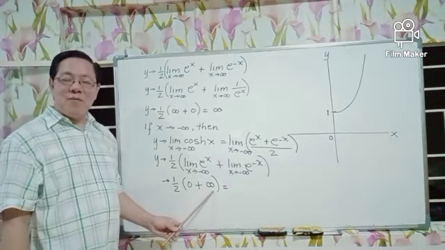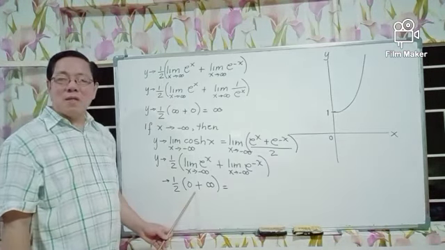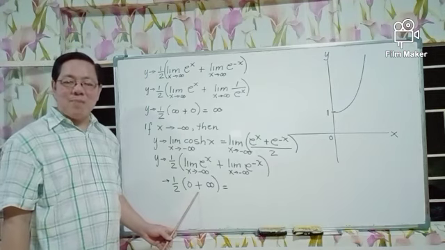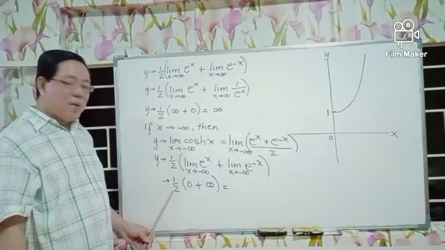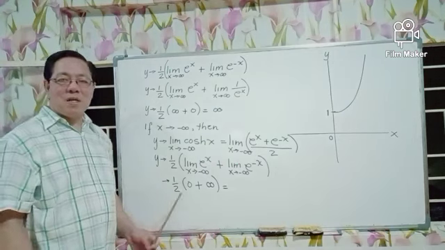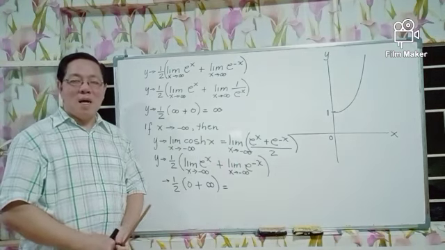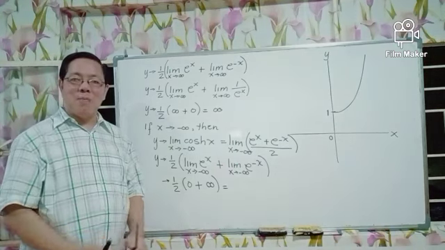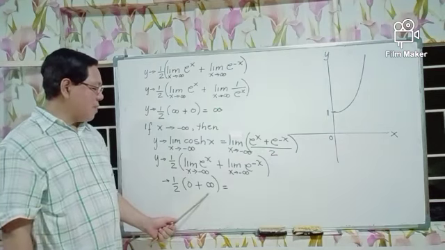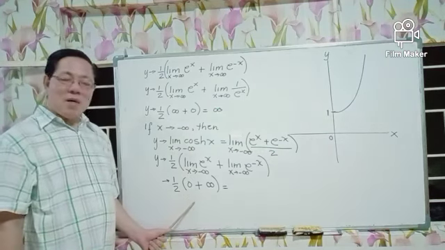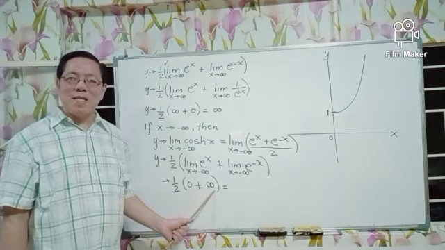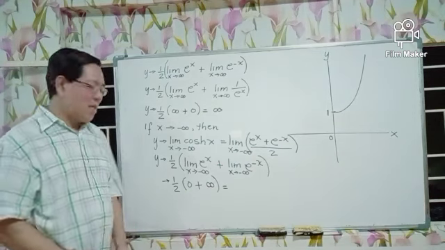But infinity, a very large number, plus 0 is a very large number. Positive infinity multiplied by 1/2, the product becomes even larger, but it's still a very large number denoted by positive infinity. Thus, 1/2 times the quantity 0 plus positive infinity is positive infinity.